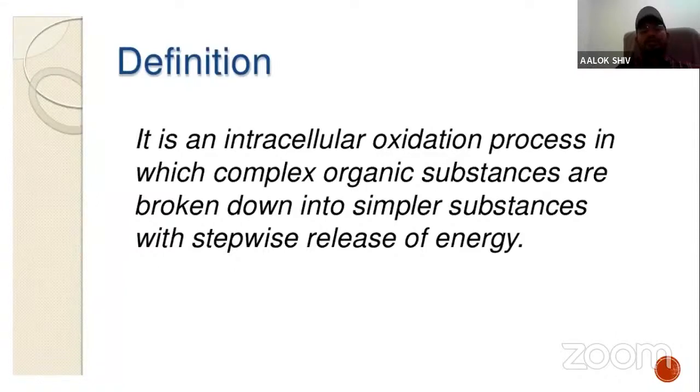So this is an intracellular oxidation process in which complex organic substances like glucose are broken down into simpler substances, with stepwise release of energy. I have talked about catabolism, right? I gave you the example that respiration is a catabolism process. So in catabolism, what happens? It releases the energy so that the energy is utilized by the different metabolic processes.